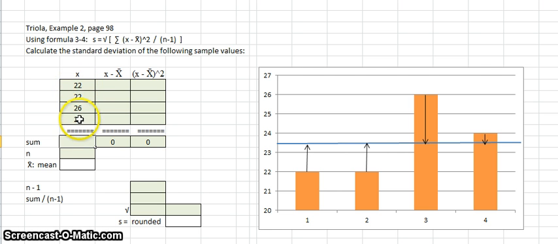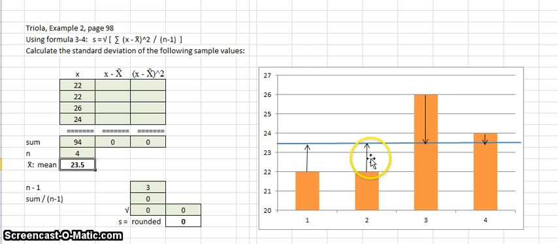Here is a sample of 4 data values. The first thing I'm going to do is add them up. Their sum is 94. There are four values, so n equals 4, and their average, 94 divided by 4, is 23.5. And I've graphed the 4 values. Here's the 23.5 line, and then these arrows indicate the deviation of each individual sample value from the 23.5.